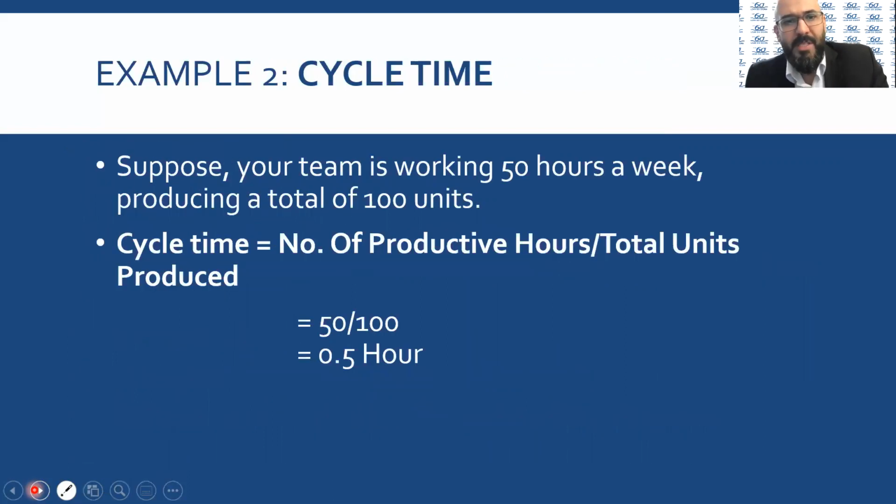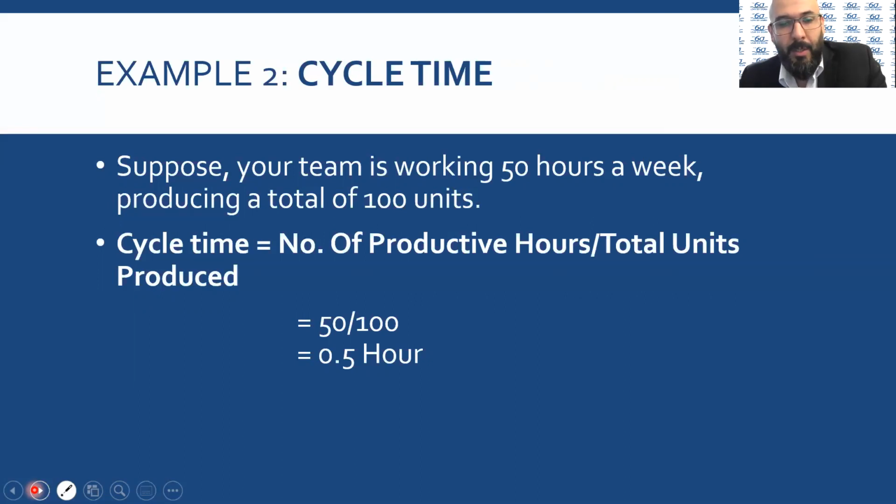Example number 2 on the cycle time. Suppose your team is working 50 hours a week producing a total of 100 units. The cycle time would be the number of productive hours divided by the total units produced. So we have 50 hours divided by the total units produced, which is 100. That would be 0.5 hours.